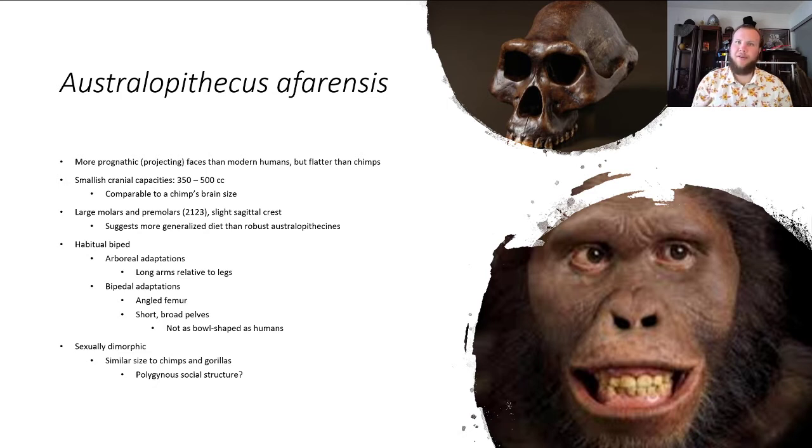They're also very sexually dimorphic, similar in size to chimps and gorillas, which possibly suggests a polygynous social structure, like we talked about with primates, right? So this is why we study primates and connect it to paleoanthropology, so that we can understand our human evolution and how our behavior evolved, and how similar we are to other primates, such as the great apes.